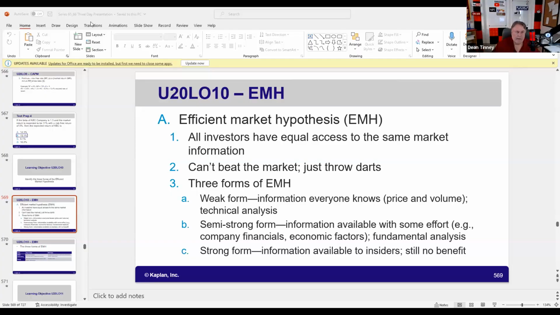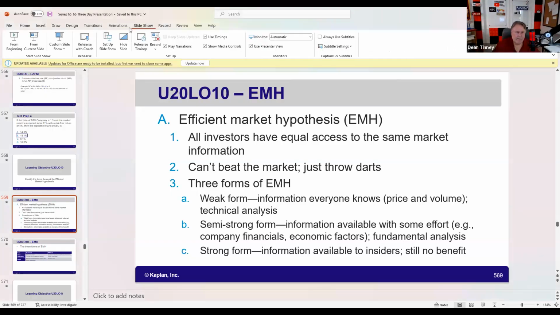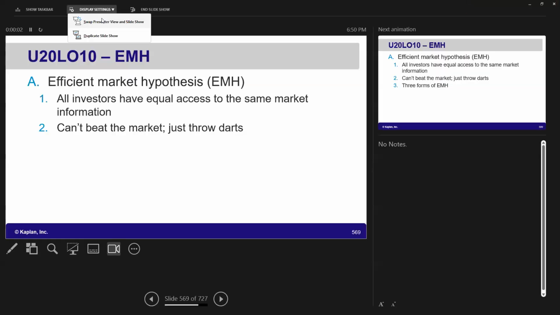Now, let me find it here. Calls and puts. We don't want calls and puts. Here we go. Okay, let me find you guys. There's you guys. There's me. Can you guys see my slide? Yeah, I can see it, Dean. All right.